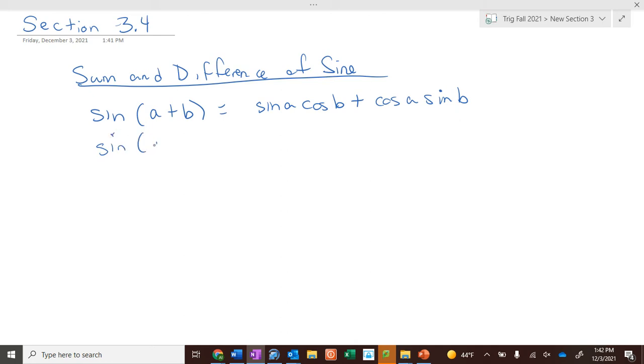So if we have the sine of A minus B, it's again sine, cosine, cosine, sine. So when you do this, whatever sign is inside the parentheses, a plus sign or a minus sign, that's the same sign that you use when you write it out. Okay, that's a sum and difference formula of sine.